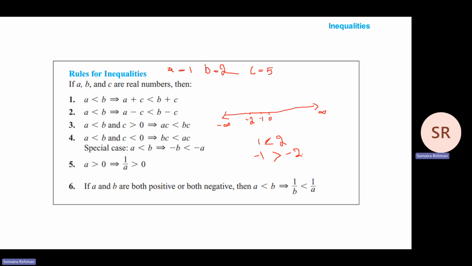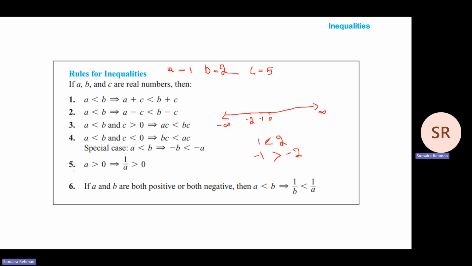And what is -2? This is actually b. So -b would be strictly less than -a. Are you getting this? I hope you are getting this. That if we multiply with the negative sign, it will be a less than. Now this time -b would be less than -a.